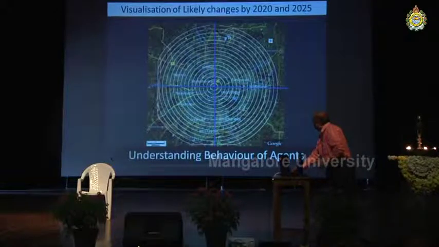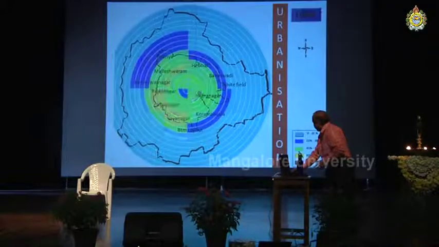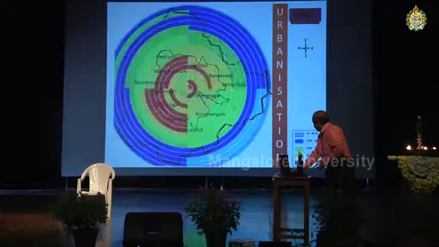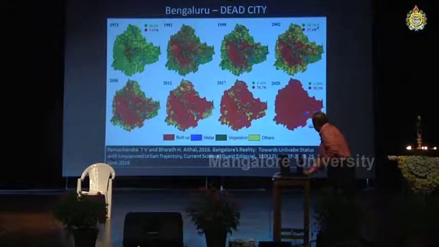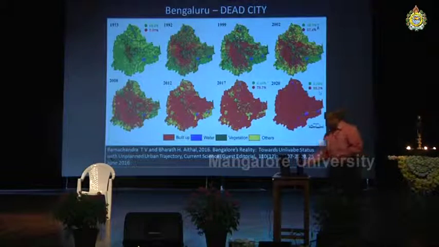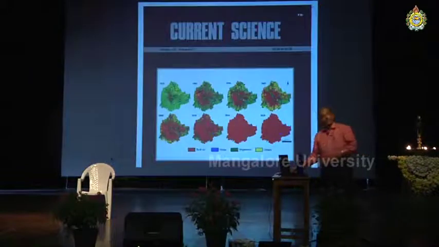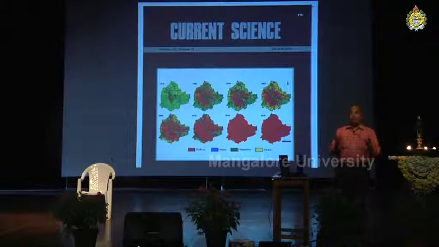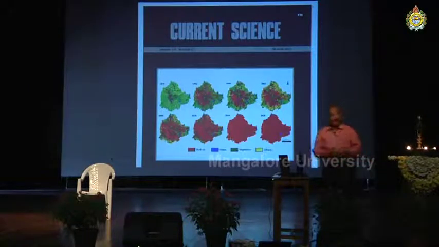Okay, we understood the agents of the behavior, and then we projected the likely scenario. In 2020, 93% of the landscape will be covered with buildings, and in 2025 it is going to be 98.5%. You all know that to live on the earth you need oxygen and water. Am I right? From where do you get oxygen? From the plants, whether aquatic or terrestrial, but we are losing that.